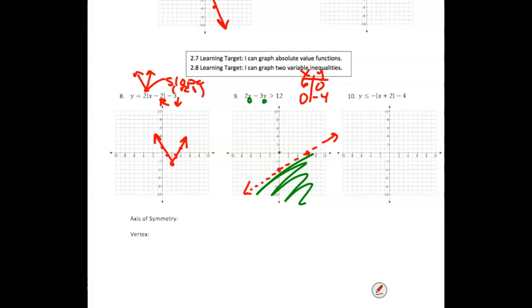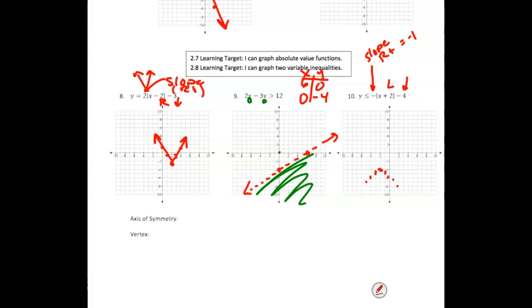All right, question 10. We are looking at an absolute value inequality. What kind of transformations have we done? So it is reflected, which means our V is going to be upside down. We moved it left 2 and down 4. Right? Left 2, down 4. That's my vertex. My slope on the right side is going to be a negative 1. So I'm going to go down 1 over 1, and I'm going to go down and back. My board is really off today.